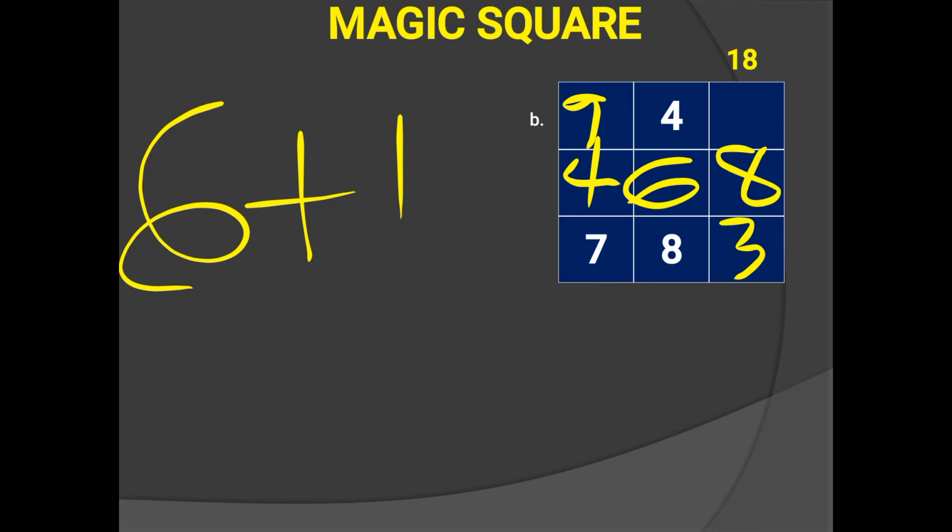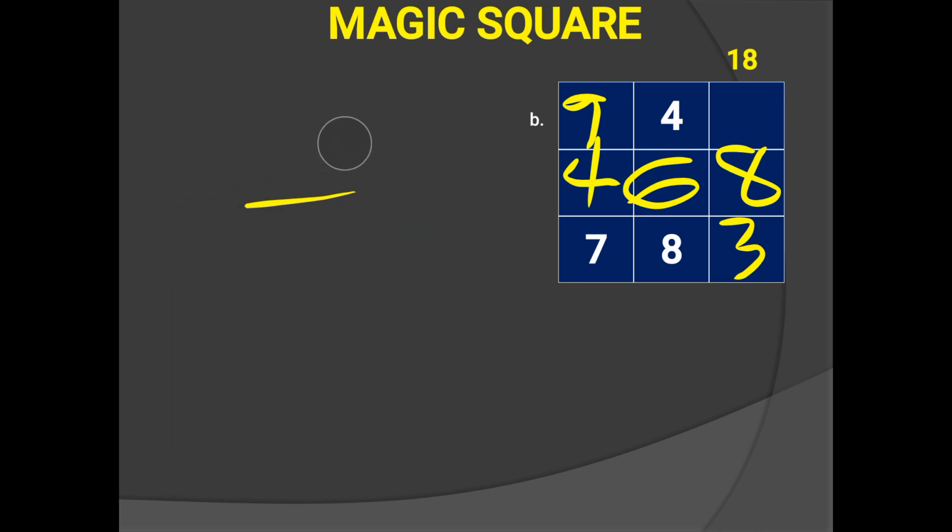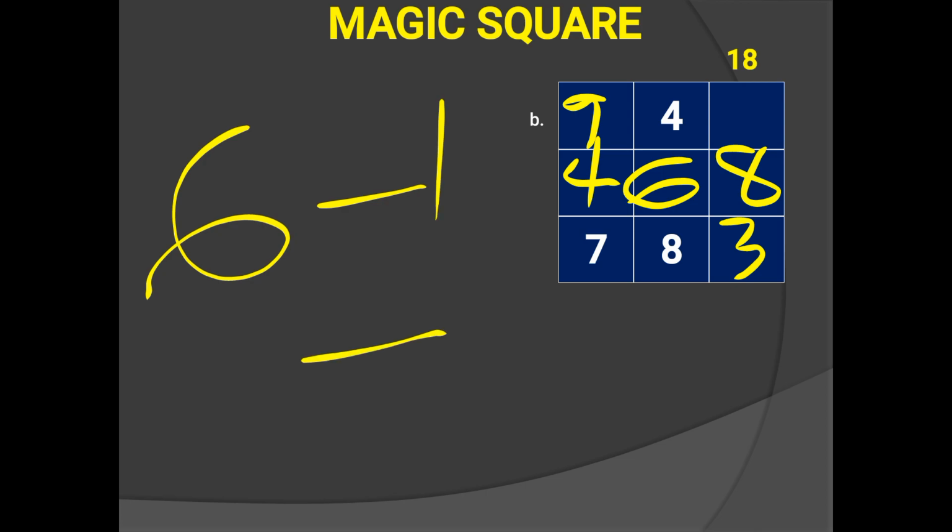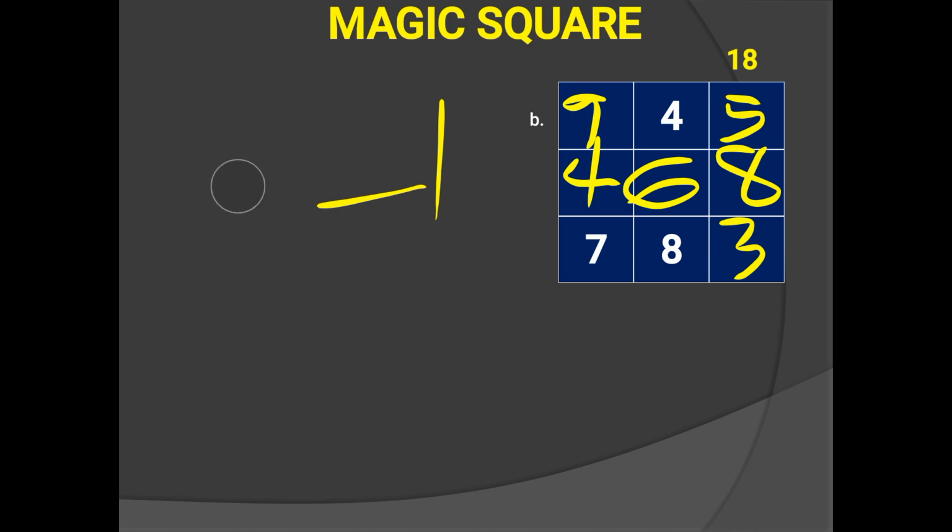So now we go to the next one, which is 6 minus 1. Let me clean it. 6 minus 1. 6 minus 1 is what? Is 5. So we write our 5 here. All right. Now, my 5. Oh, I just vanished my 5. Let me write it again. My 5. Okay, great. So now it's complete.